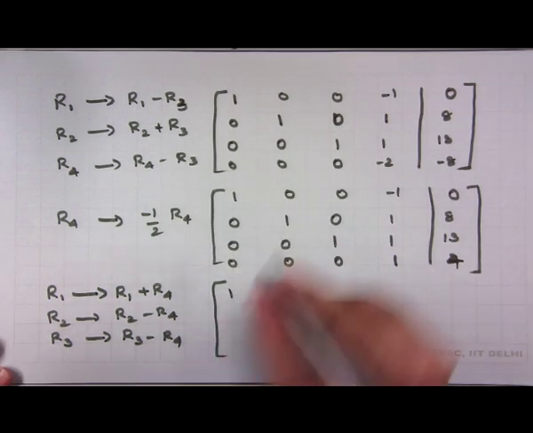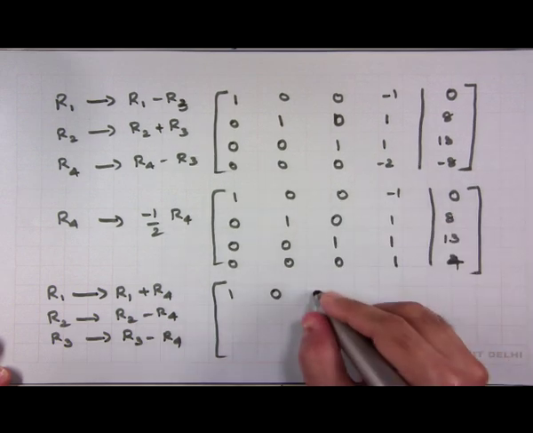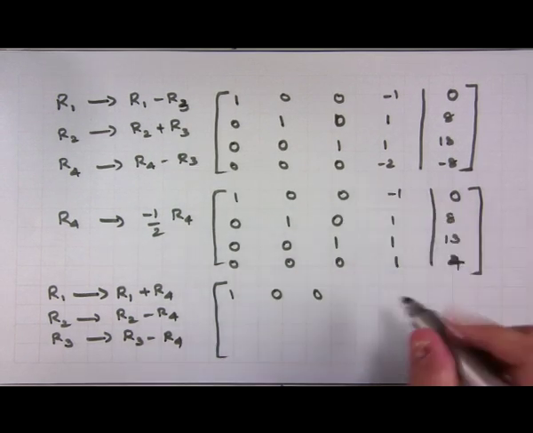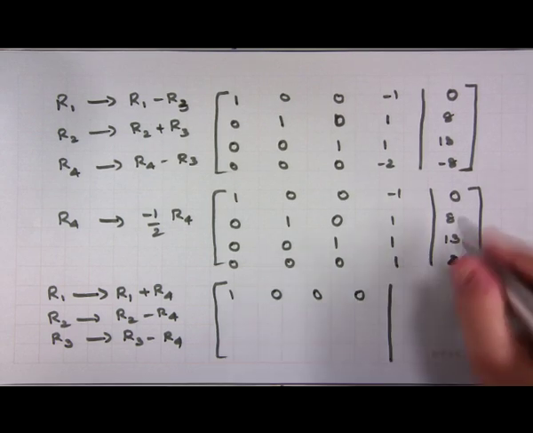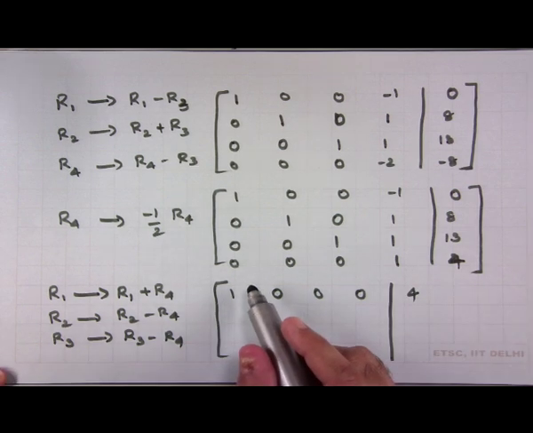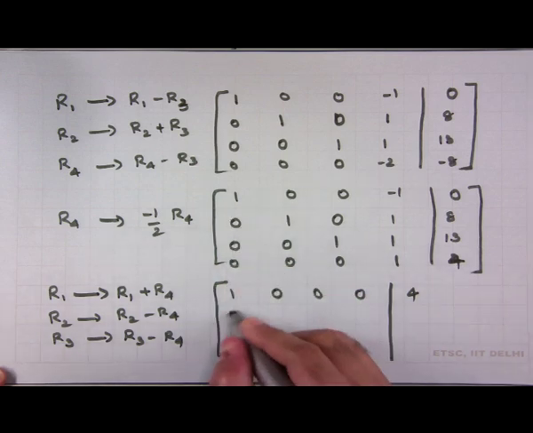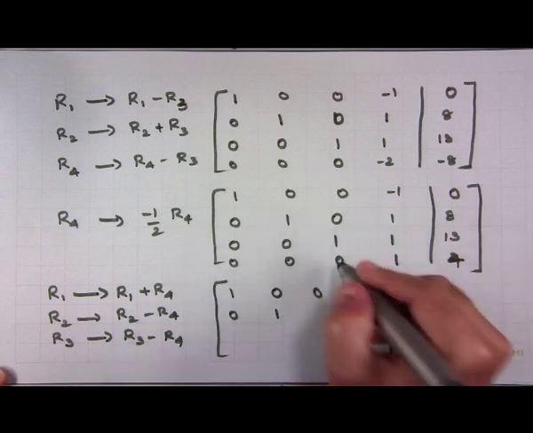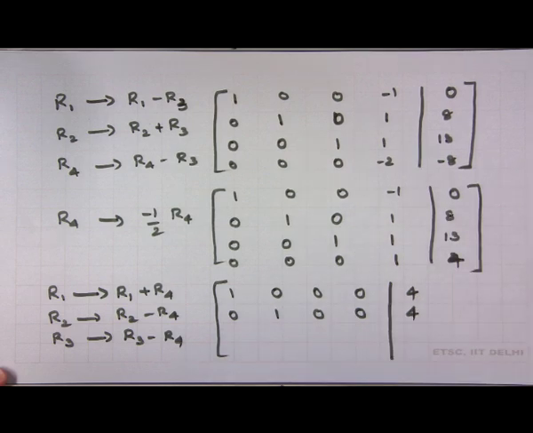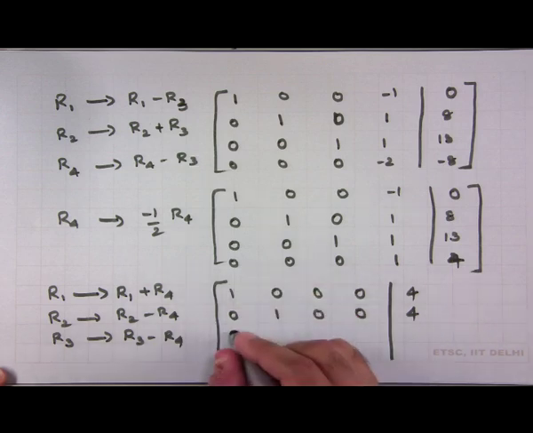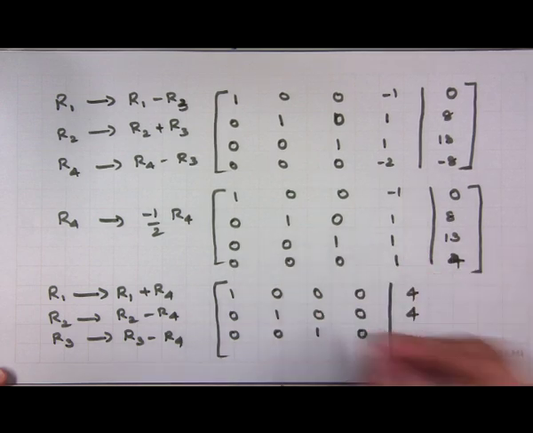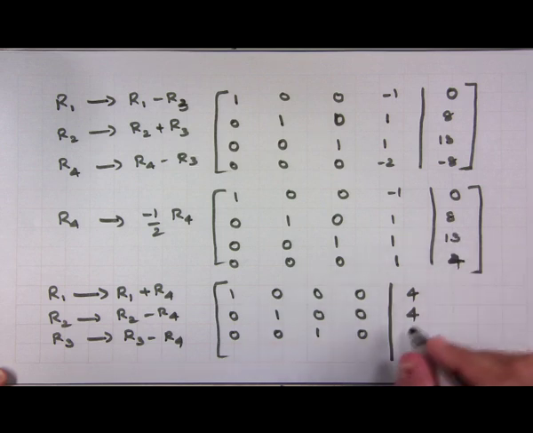1 plus 0 it is 1, 0 plus 0, 0 plus 0, minus 1 plus 1 it is again 0, 0 plus 4 you have 4. Second one, R 2 minus R 4: 0 minus 0 0, 1 minus 0 1, 0 minus 0 it is 0, 1 minus 1 it is again 0, 8 minus 4 you have 4. Third: 0 minus 0 you have 0, 0 minus 0, 1 minus 0 1, 1 minus 1 you have 0, 13 minus 4 you have 9.